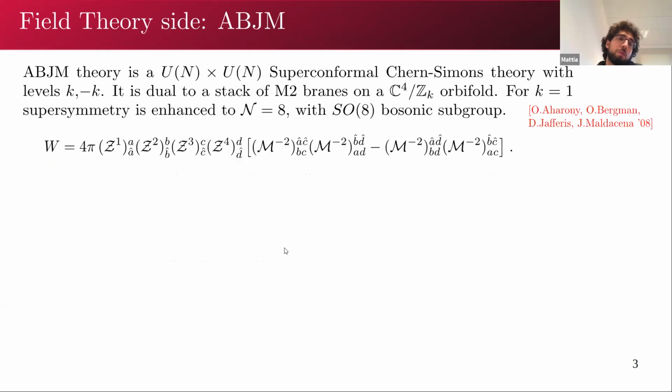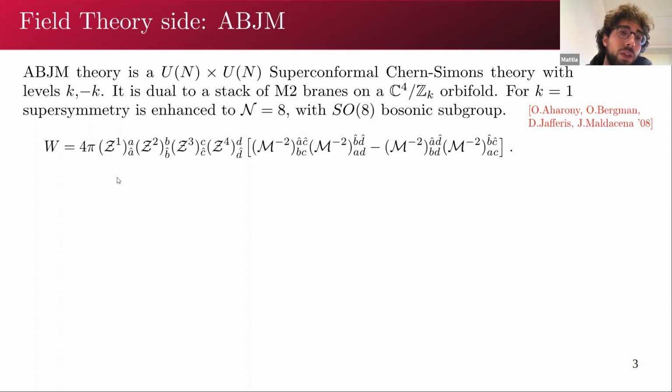Okay, so let me start with the field theory side. We have the usual ABJM theory, which is a superconformal Chern-Simons matter theory with Chern-Simons levels k and minus k. It is dual to a stack of M2 branes on the orbifold singularity C^4 modulo Z_k. The case we're interested in, which is also somehow the simpler one, is k equal to 1, because then the supersymmetry of the theory gets enhanced from N=6 to N=8, and correspondingly the bosonic subgroup becomes SO(8).